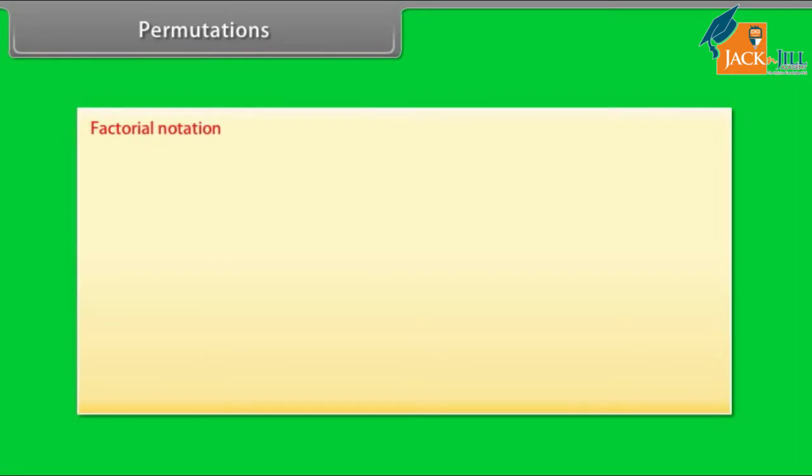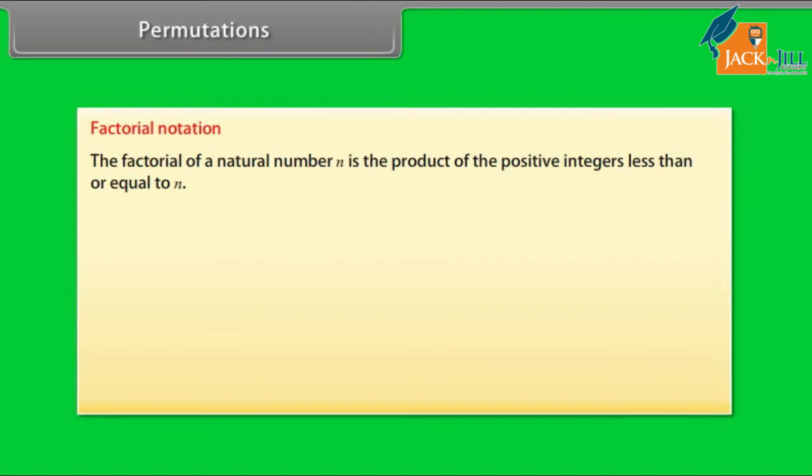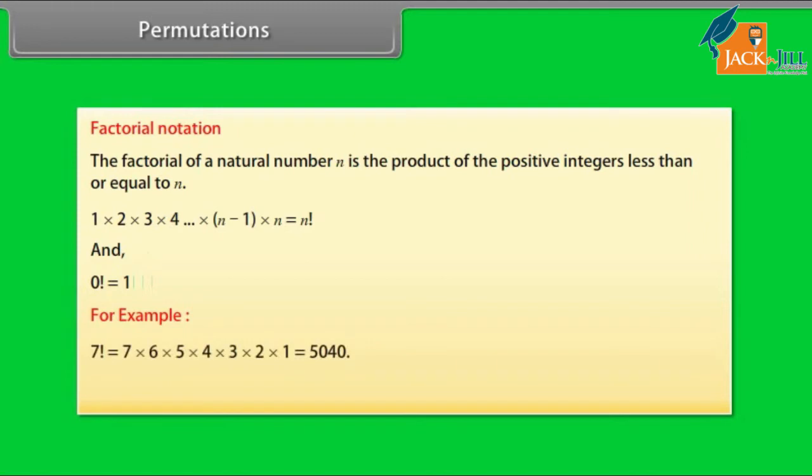Factorial notation. The factorial of a natural number n is the product of the positive integers less than or equal to n, 1 into 2 into 3 into 4 up to n minus 1 into n is equal to n factorial, and 0 factorial is equal to 1. For example, 7 factorial is equal to 7 into 6 into 5 into 4 into 3 into 2 into 1, which is equal to 5040. 5 factorial is equal to 5 into 4 into 3 into 2 into 1, which is equal to 120.